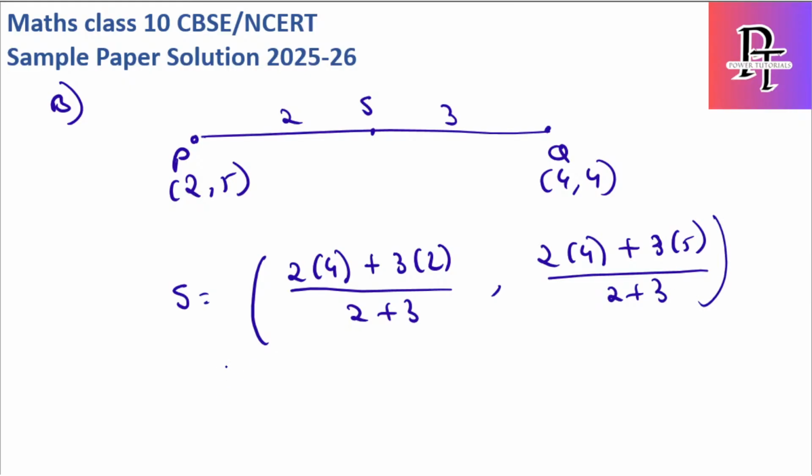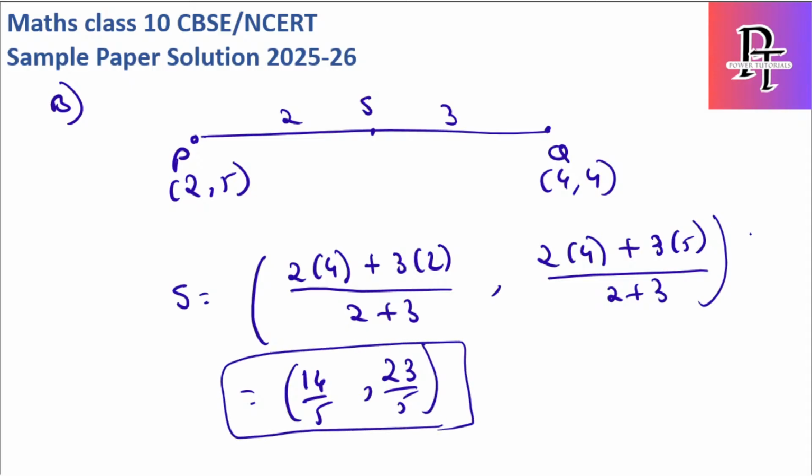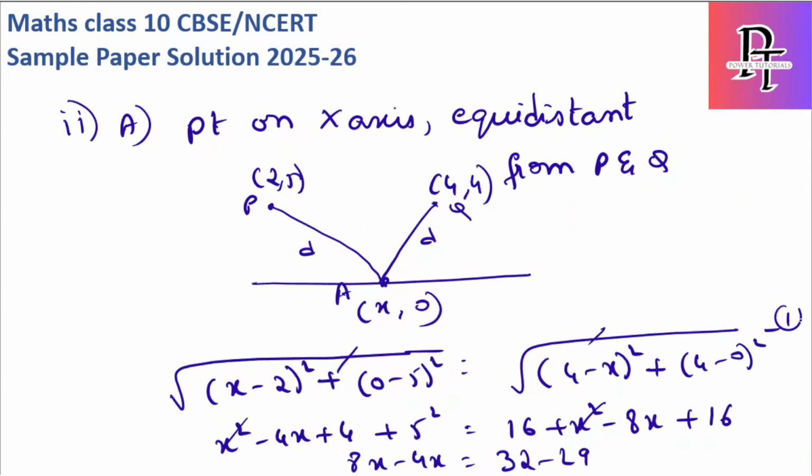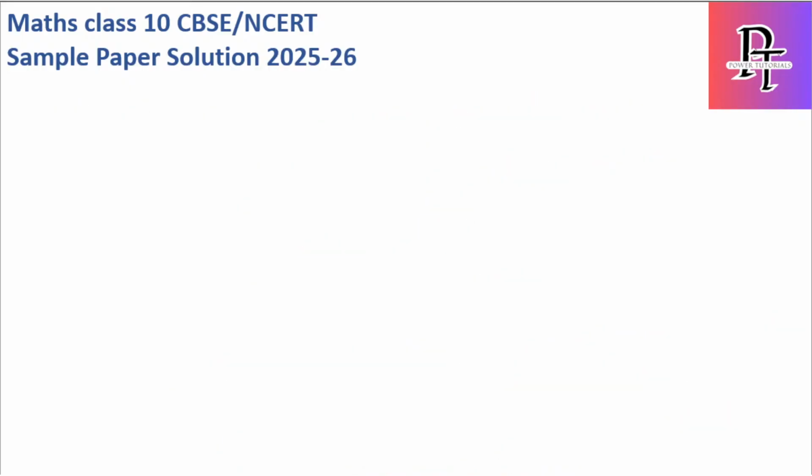So 2 into 4 is 8, 8 plus 6 is 14, 14 by 5, comma, 8 plus 15 is 23 by 5. So we got the point S, which is (14/5, 23/5). This step will carry 1 mark, the answer will carry 1 mark. So always remember, in CBSE they will not only consider the final answer, they also have marks for each important step you follow, maybe 1 mark for a step, or half a mark for a step. So don't only focus on the answer, also focus on the steps you are following, because they carry step marks.